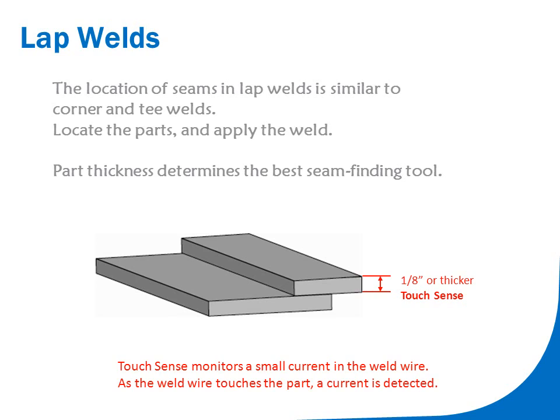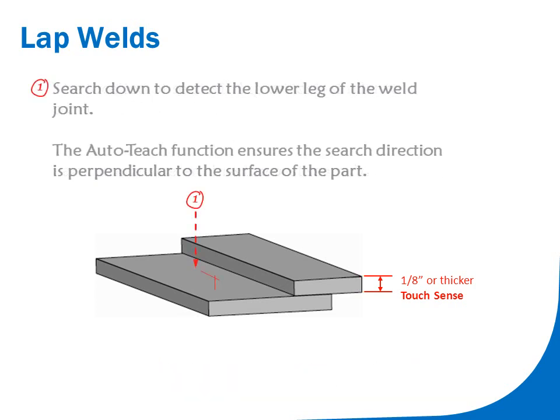Seam finding tools for lap joints are determined by the thickness of the upper plate or part. When the upper plate is 3 mm or thicker, touch sensing can be used. Macro jobs make seam finding programming easier, resulting in more accurate joint location.